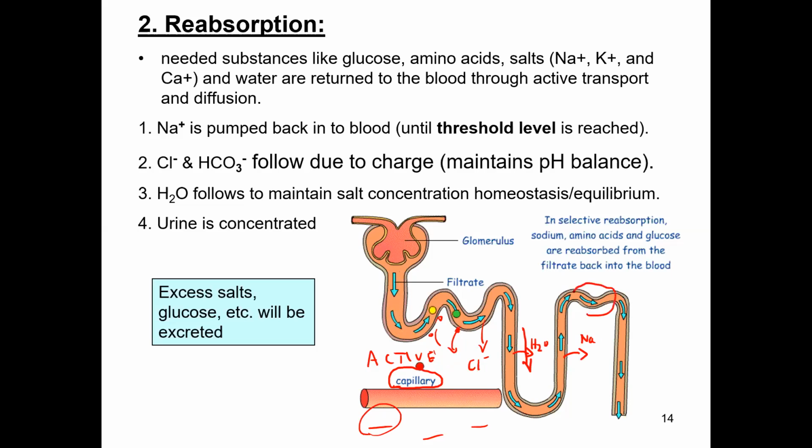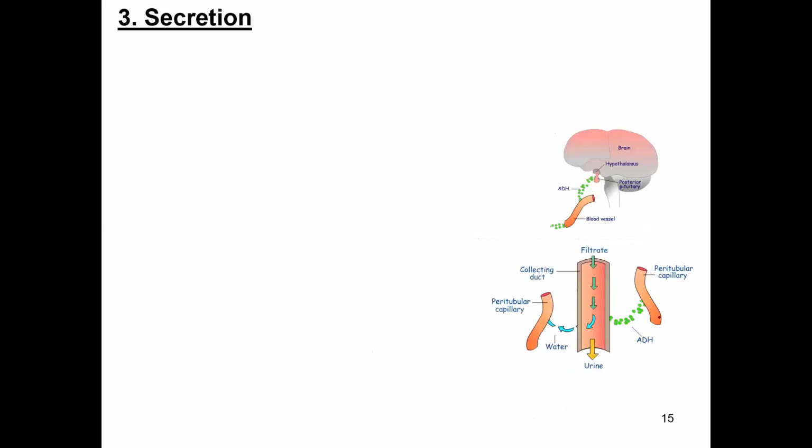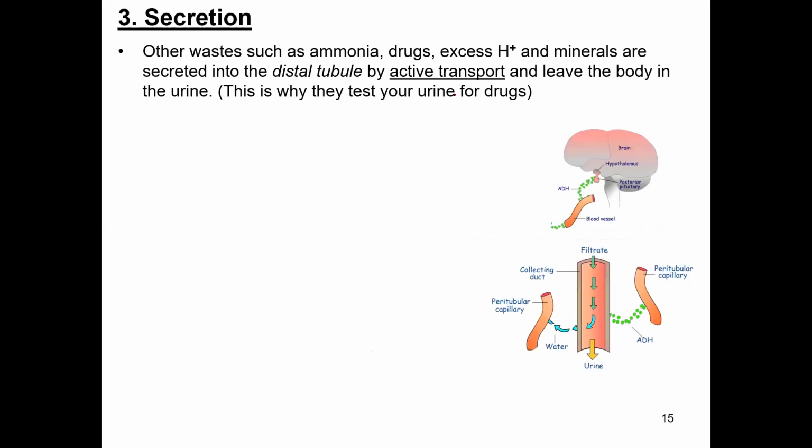And now we've got some special cases here and here where we use hormones, which we'll look at in a moment, as a third place of reabsorption, but only under hormone control. Secretion, things like drugs and whatnot, excess protons, they're going to get secreted into the distal tubule by active transport. So that's a third stage. And then there is excretion.